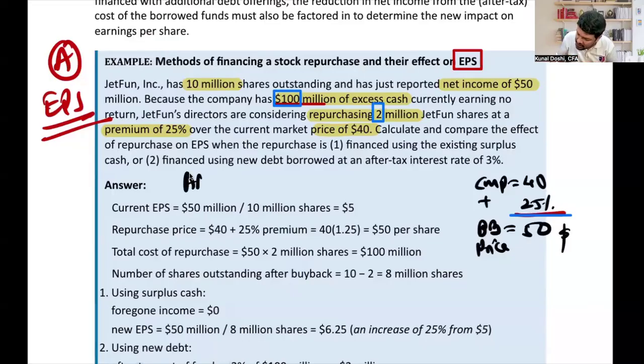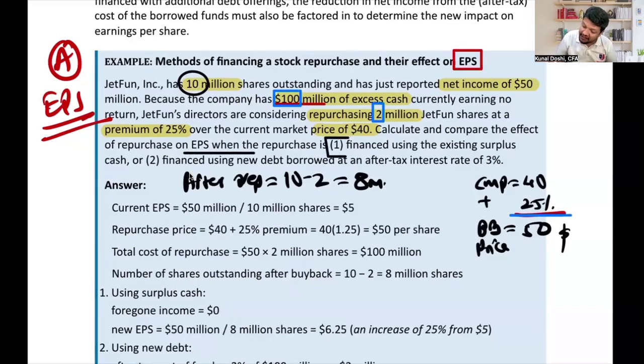So after repurchase, how many shares will I have, everyone? Before I had 10, after repurchase, 10 minus 2, we will have 8 million shares. Clear? Right? Calculate and compare the effect of repurchase on EPS when the repurchase is financed using existing surplus cash.